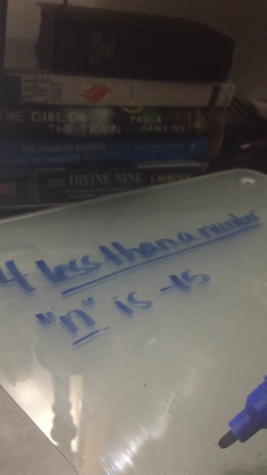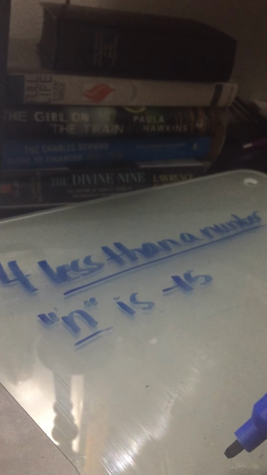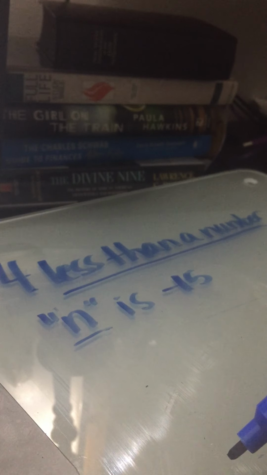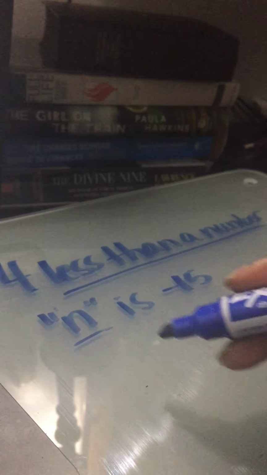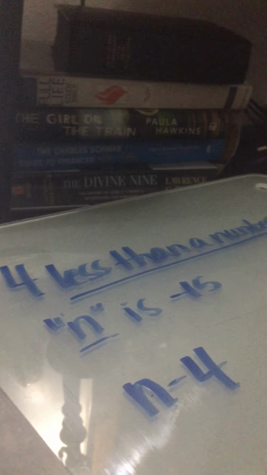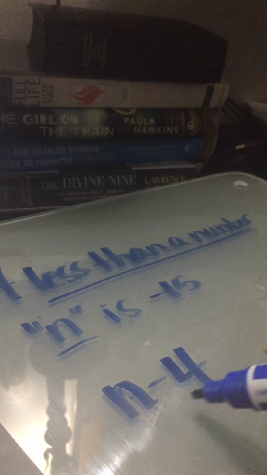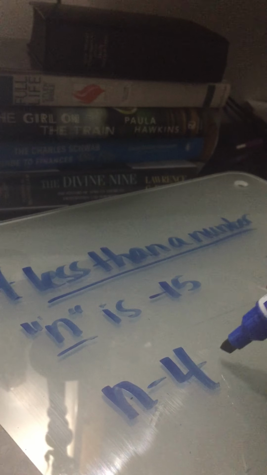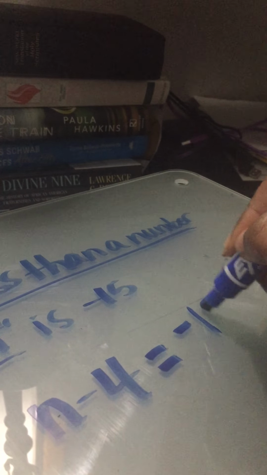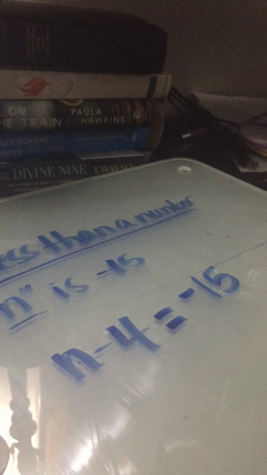So less than a number lets me know that I am going to subtract. But what order is the variable n and 4 going to be in this problem? 4 less than n is written exactly like this. So n minus 4. 4 less than n. Then the equal sign. And then you have your negative 15. So this is our equation.